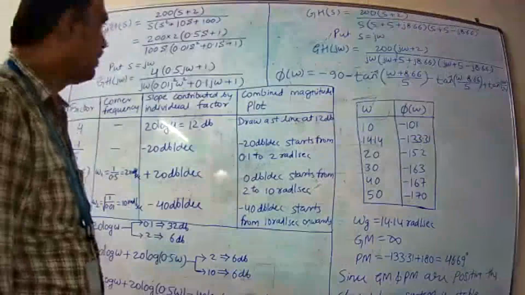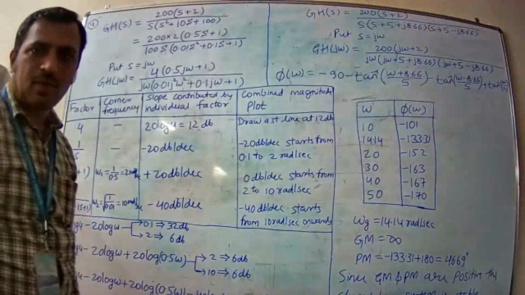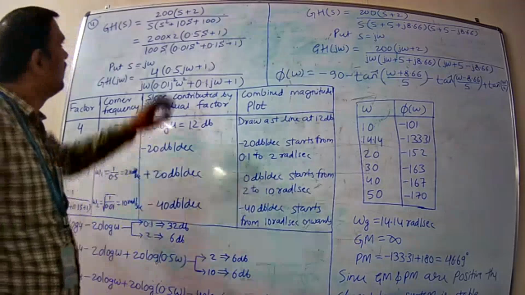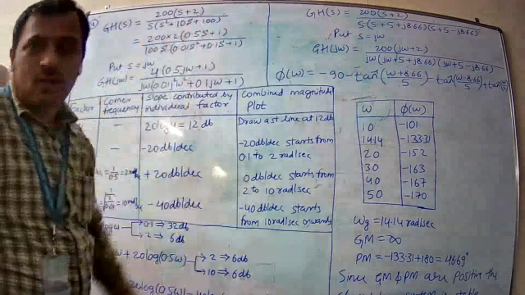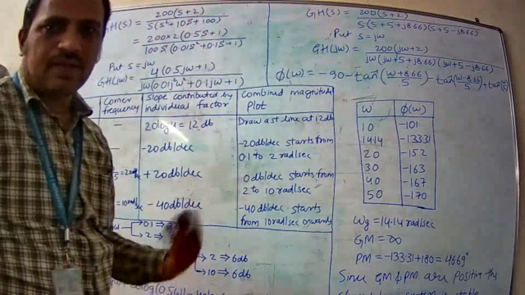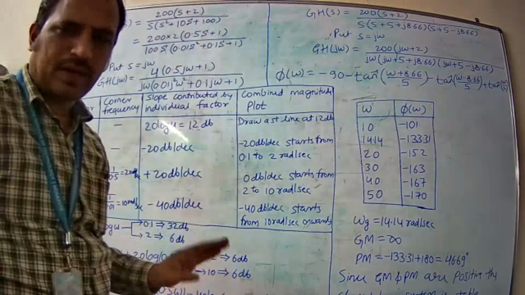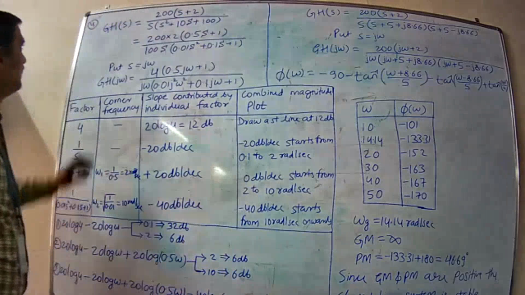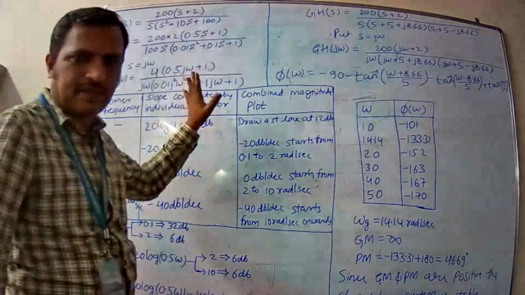Yes, hello everyone. Today we will start with another problem on Bode plot. Here the main difference is that in the denominator you have a quadratic factor. That may be in the denominator or in the numerator. Then how to solve the problem? We will see that. Here the procedure remains the same.